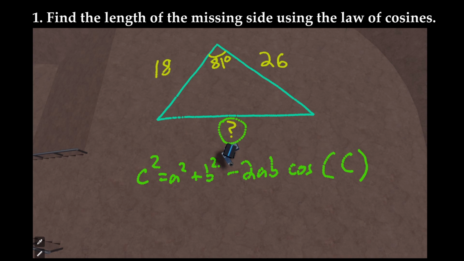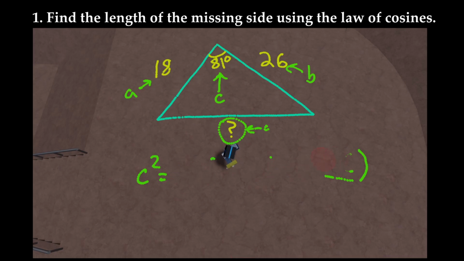So notice that we have 81 degrees, and 18 and 26 are the side lengths right next to that angle. Therefore, 18 and 26 are a and b. So I'm just going to call 18 a. Let's call this guy b. And then that leaves our big C as our angle of 81 degrees. And then this mystery side is just our little c. So now we can fill in a, b, and angle C. Let's do that. So let me just erase all this here.